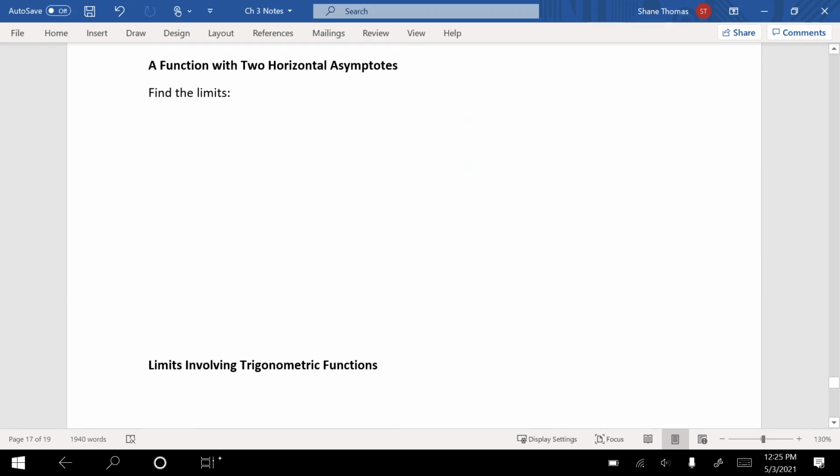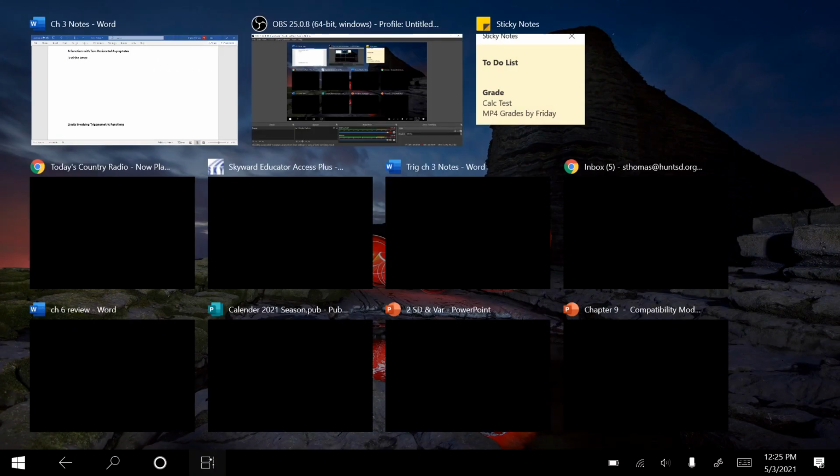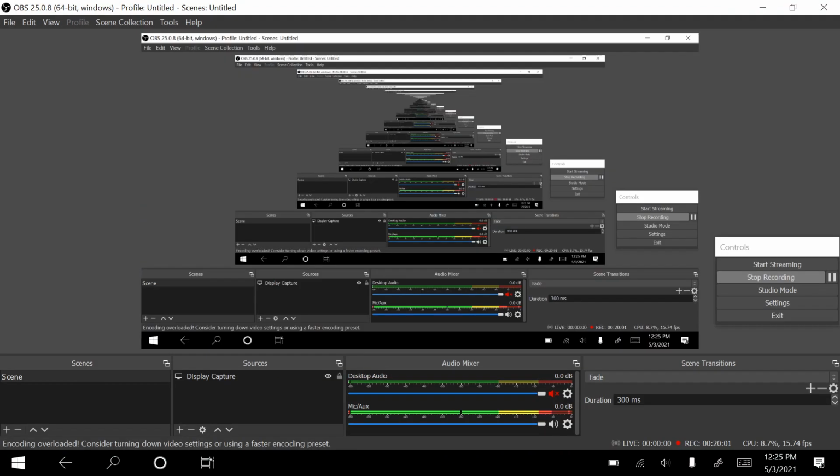Functions with two horizontal asymptotes. I think that'd be a good place to start tomorrow. I think it's a little tougher there.